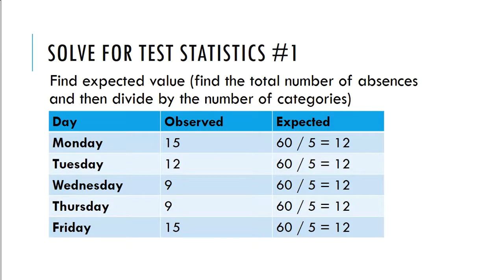All right, so let's solve. The first thing I need to do is find my expected. And I'm going to do this in a table. I did this in Excel, but I popped it up here just so you can see it. Remember, I don't want you doing this by hand. I just want you to understand the theory behind it. Okay, so here's my observed. To get my expected, I added all my observed up to get 60, and then I divided by 5. Where did that 5 come from? That's the number of categories. So if I do 60 divided by 5, I get 12. So my expected for each category is 12.